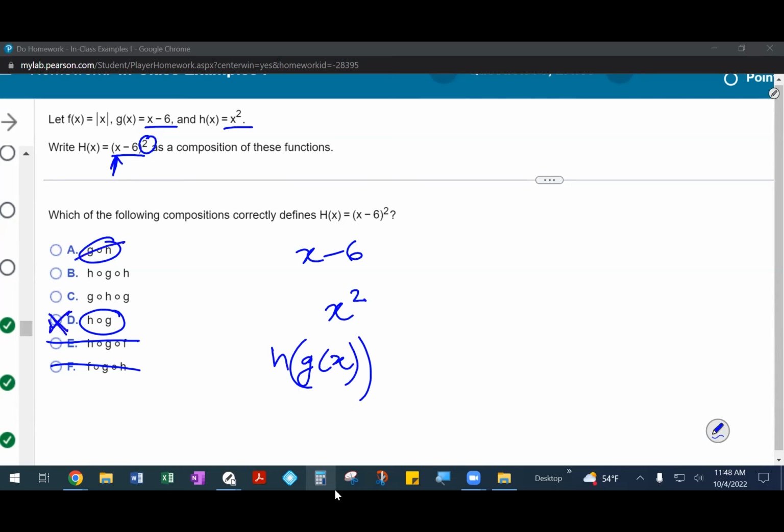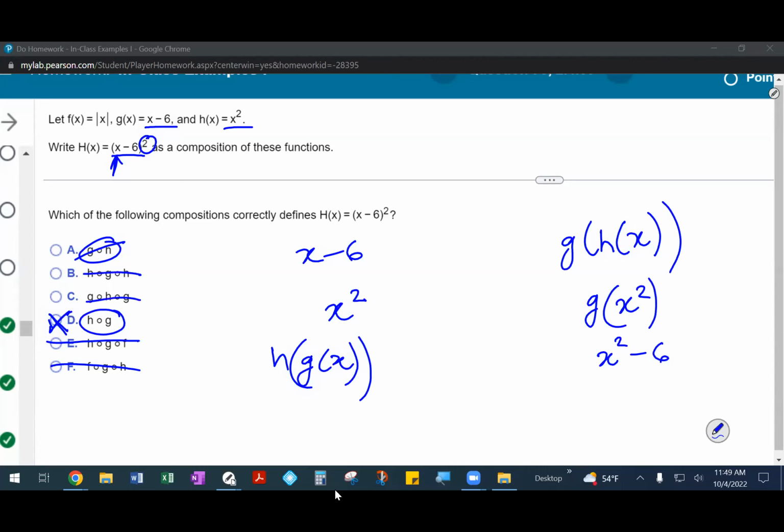If you did the G on the outside and H on the inside, just to show you what this would look like, it'd be backwards. H on the inside means square goes on the inside. And then your G is x minus 6, so this would end up becoming x squared. So you would have to do the square first, and then subtract, which does not give us the order of this. So I would say write it out like we did and see which one matches the original function you're trying to find the composition for, and that way you can also eliminate the wrong options.